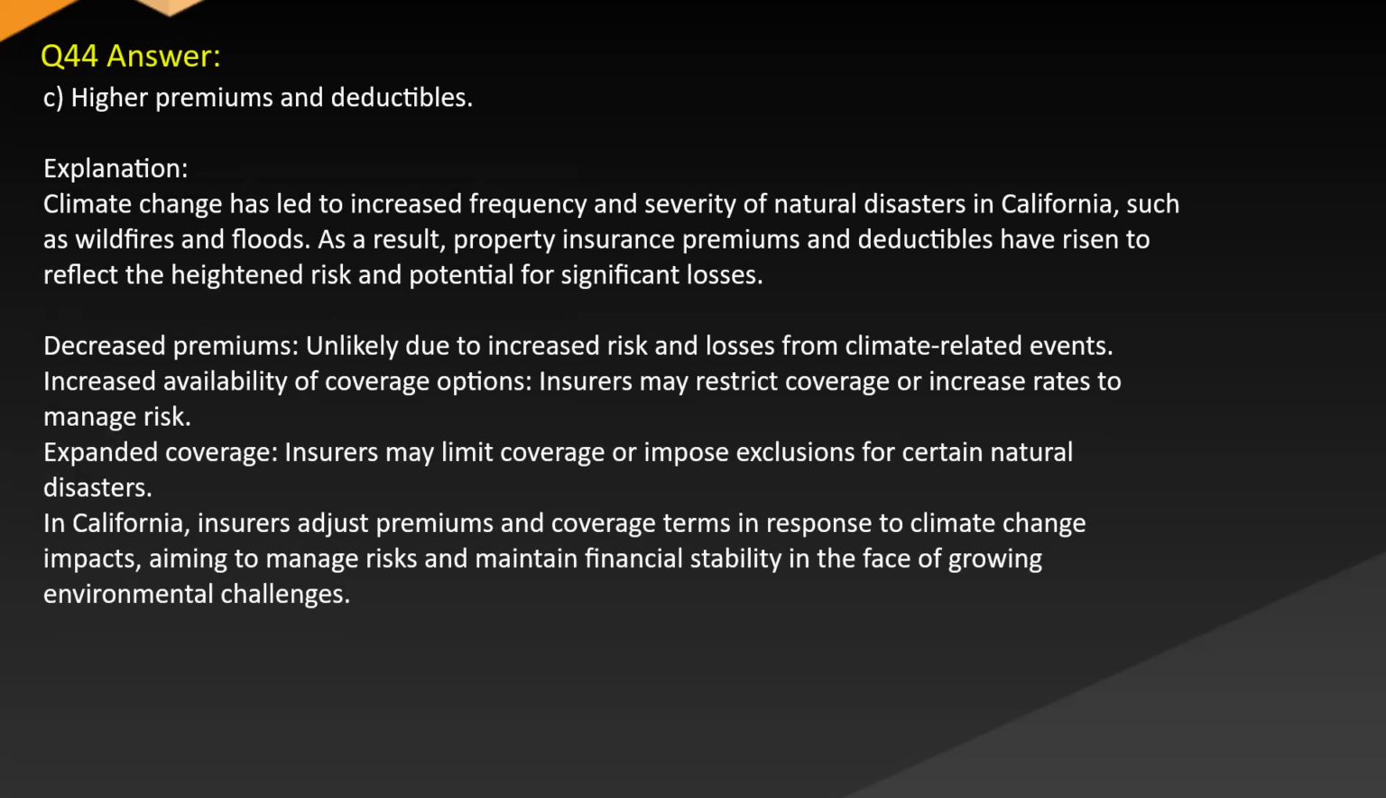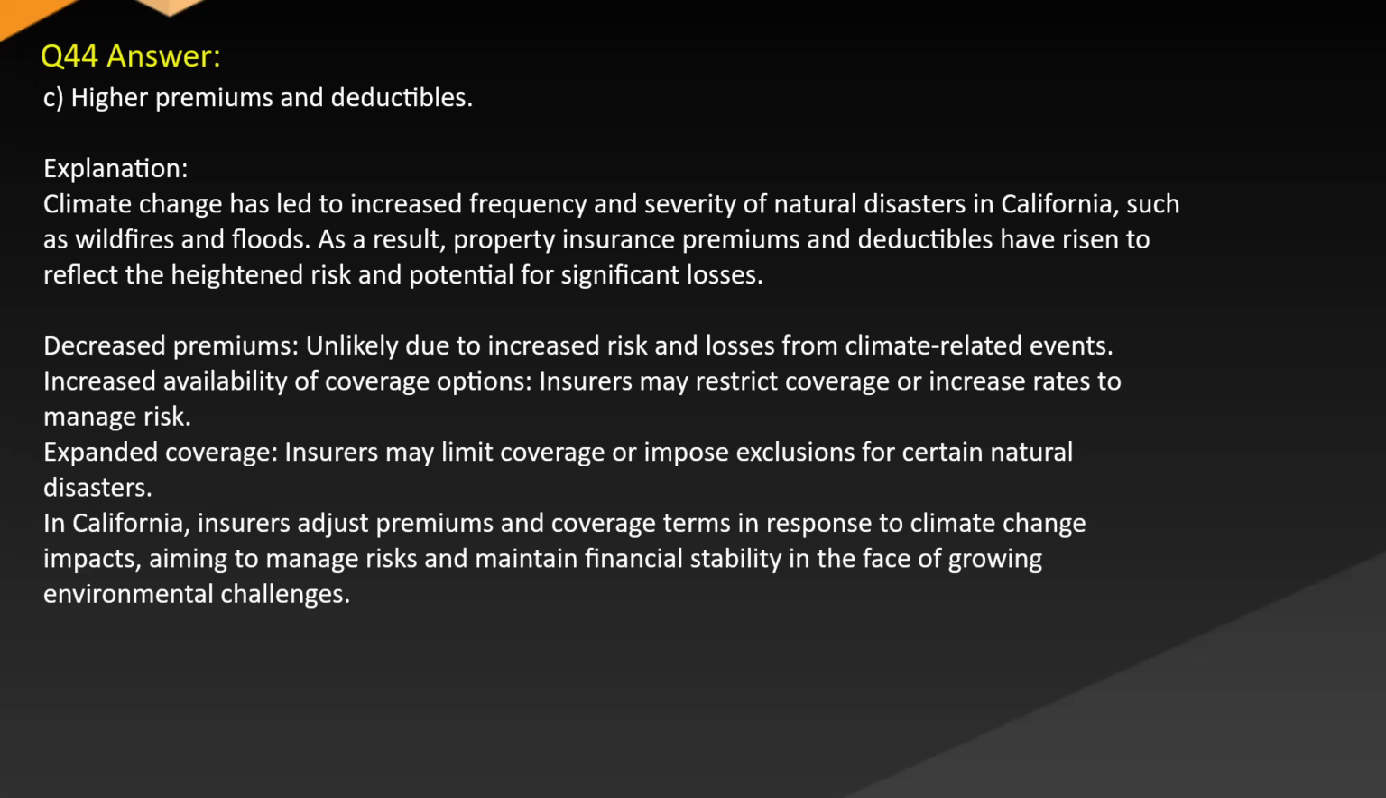Answer: C. Higher premiums and deductibles. Explanation: climate change has led to increased frequency and severity of natural disasters in California, such as wildfires and floods. As a result, property insurance premiums and deductibles have risen to reflect the heightened risk and potential for significant losses.